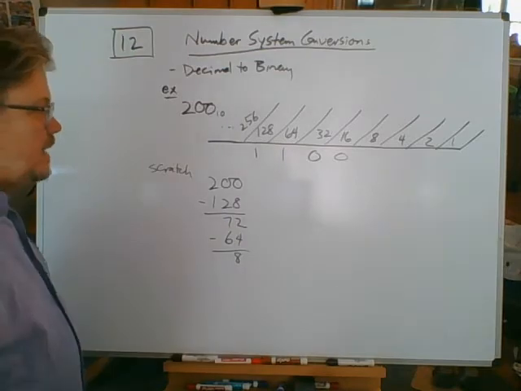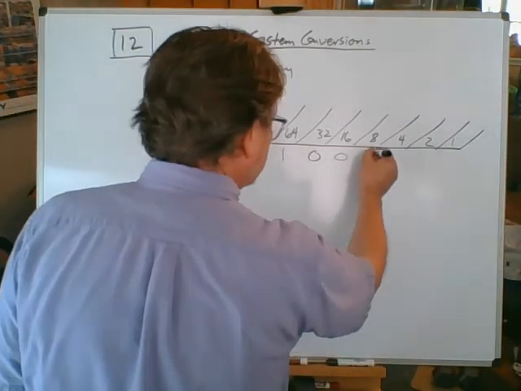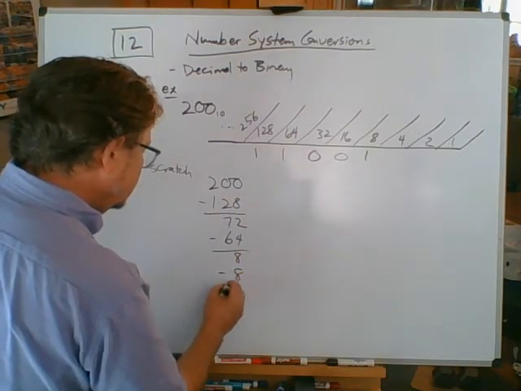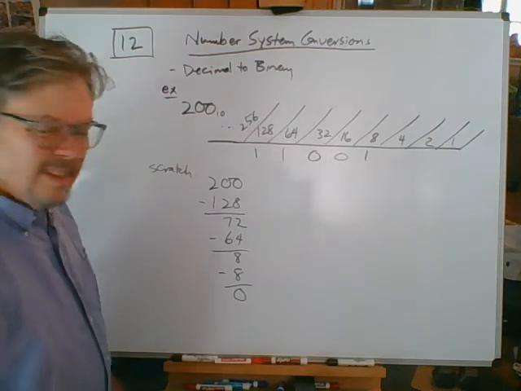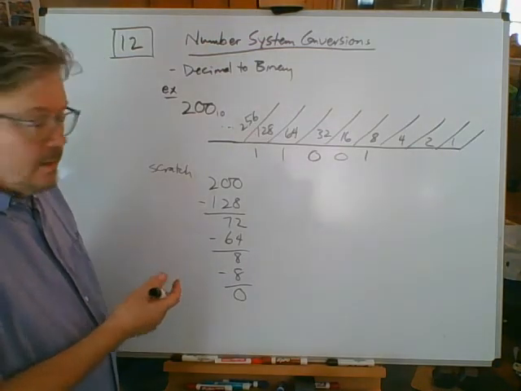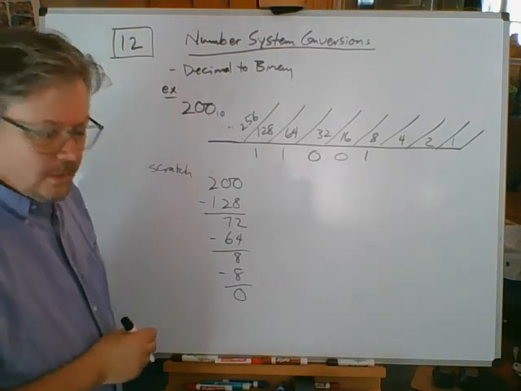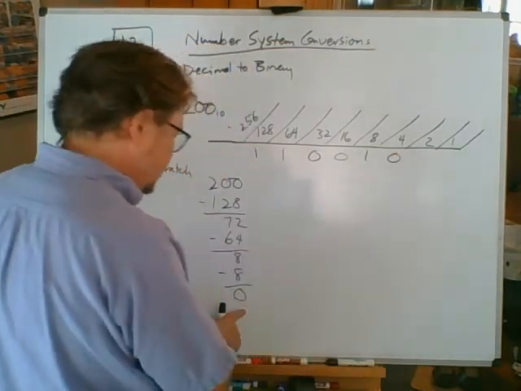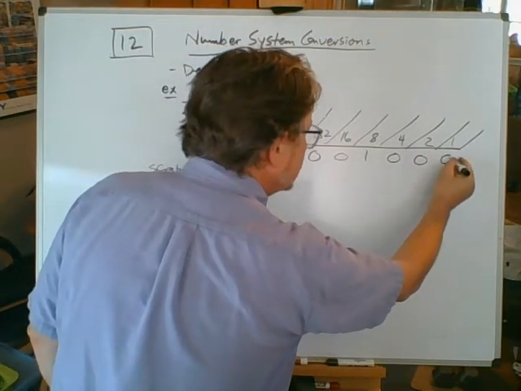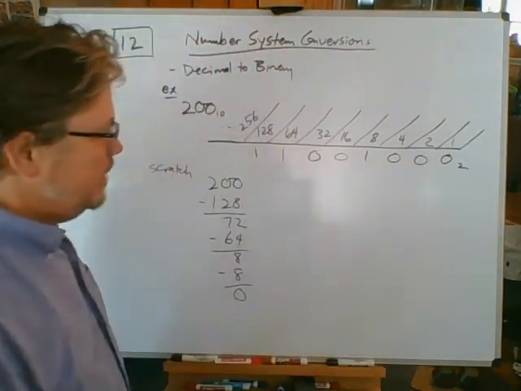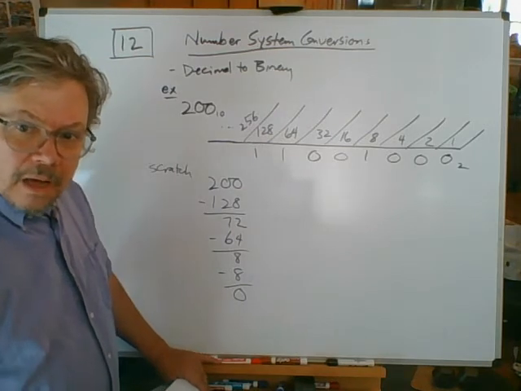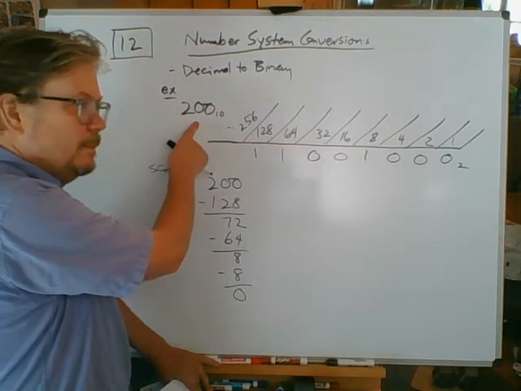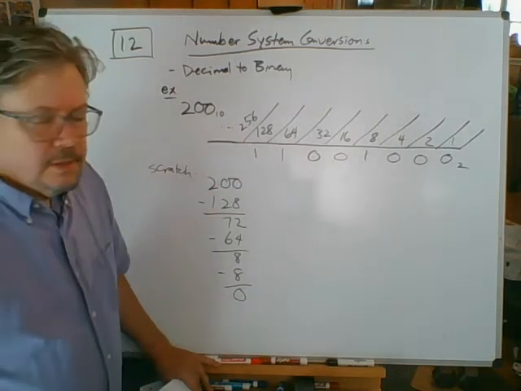8. Can I get a group of 8 out of 8? In fact, I can. If I take that group of 8 out, then how many are left in the drawer? 0. But I can't stop there. To get these in the proper place values in the place value chart, I do need zeros over here. I cannot get a group of 4 out of that. I cannot get a group of 2 out of what's left. I cannot get a group of 1. Put the little 2 to show that's a binary number now. And voila, as if by magic, we've got a representation of 200 from base 10 in our binary number system.